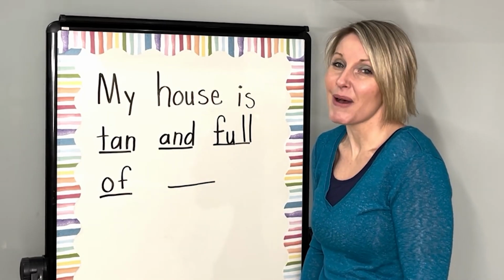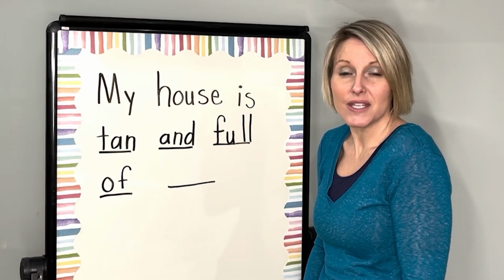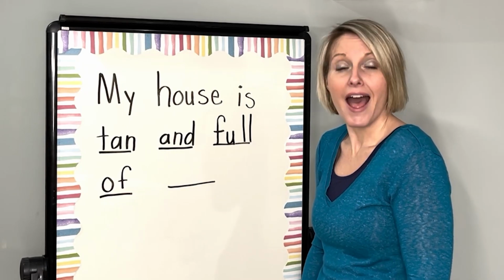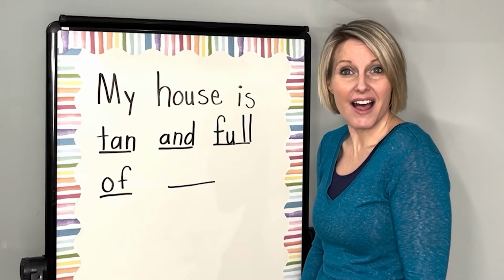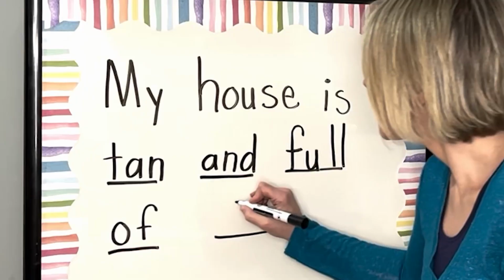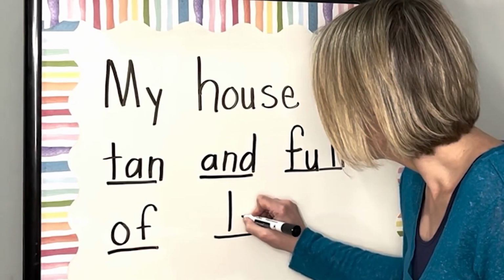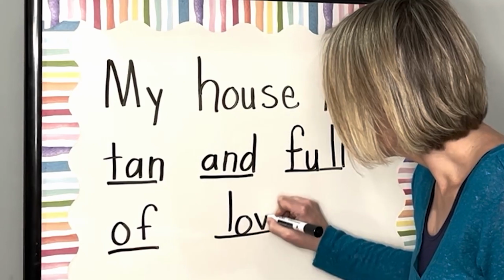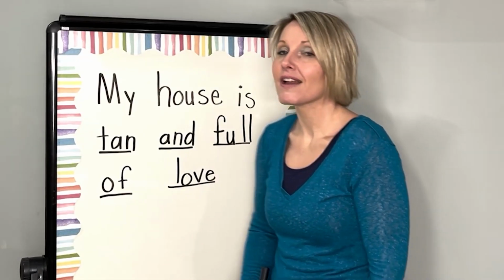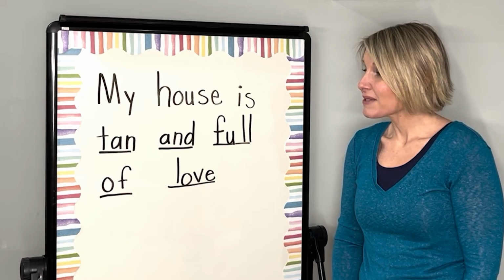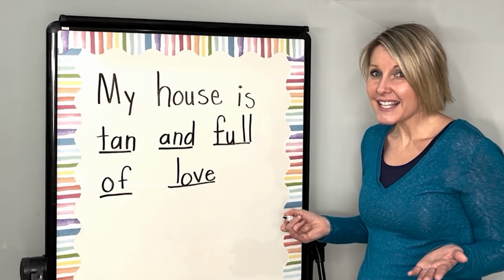I bet you know how to spell love. Love is another high frequency word. Let's spell it together. L-O-V-E spells love. Let's write it. L-O-V-E spells love. I think I'm done with my sentence. Am I missing anything?